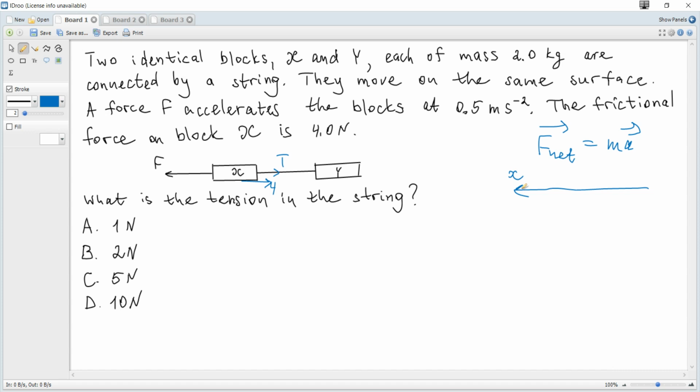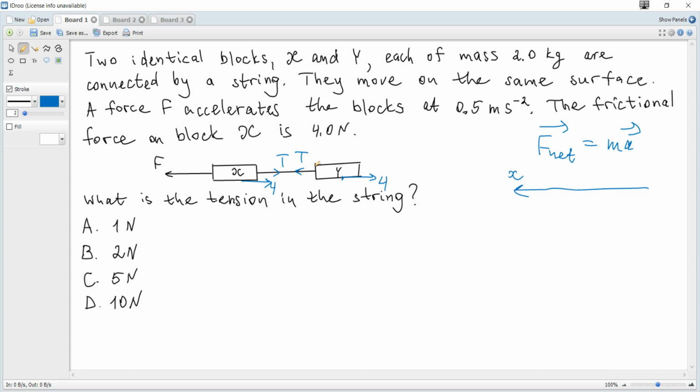So let the x-axis be horizontal and be positive to the left. So forces for Y, it's tension of the same magnitude, so T and T. Why? Because it's an action-reaction pair, and since two blocks are identical and they are on the same surface, the frictional force on Y is also 4.